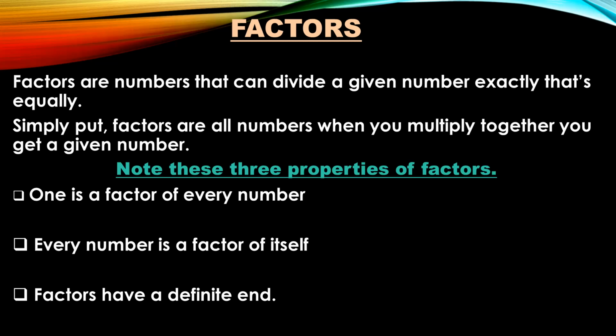At least 1 is a factor of every number. 1 can divide every number. Every number is a factor of itself. For example, 9 can be divided equally by 9.